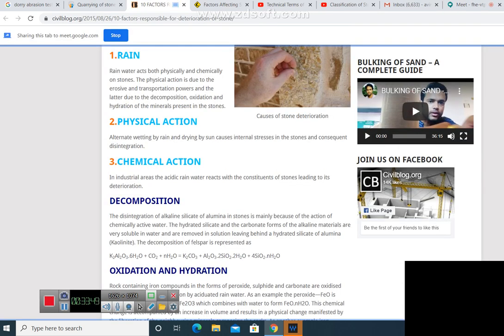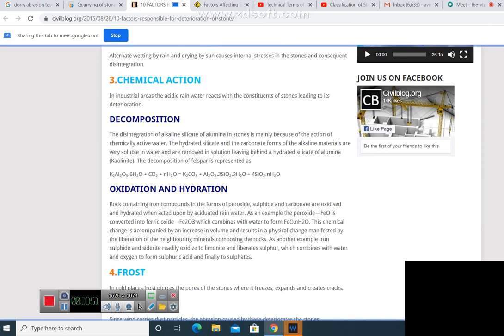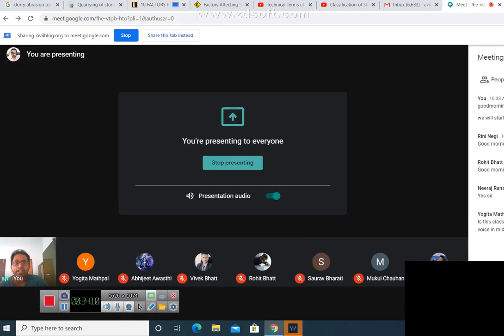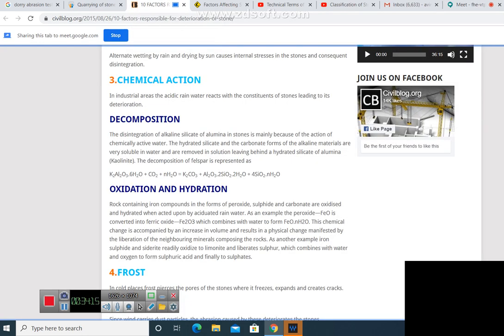Next one is decomposition. The disintegration of alkaline silicate of alumina in stones is mainly because of the action of chemically active water. Chemical action is another important factor causing deterioration. In some cases, you might have heard about acidic rains. If the rainwater is acidic in nature, it will come in contact with the chemical constituents of the stones and lead to the decomposition of the stone body and disintegration.